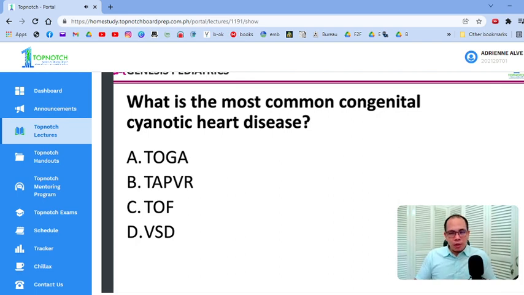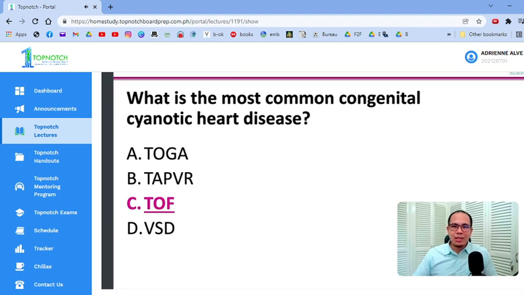Okay, and overall, the most common congenital heart disease is your VSD, be it cyanotic or acyanotic. But for cyanotic heart disease, the most common would be your tetralogy of Fallot. So you have to be able to know the nitty-gritty details of your TOF, your tetralogy of Fallot, and that is what we are going to discuss in the next few slides.